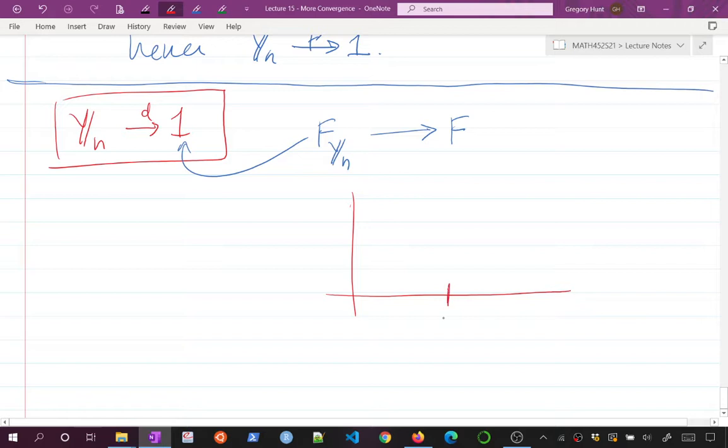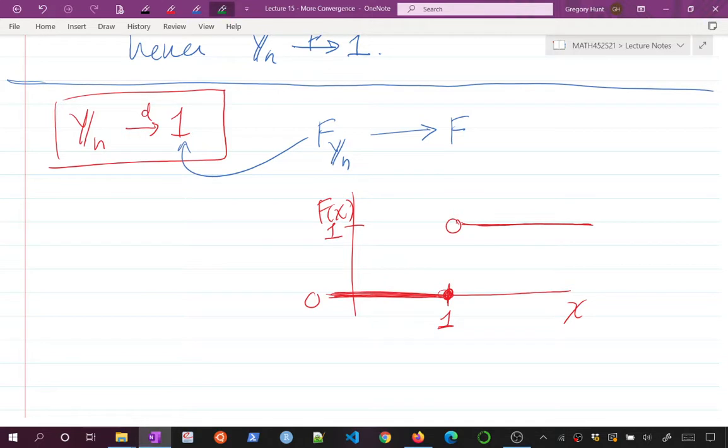Our degenerate random variable has all of its mass at the number 1, and so we're going to get a jump from 0 to 1 like that. So this is what the CDF of our degenerate random variable 1, or our limit, is. It's this kind of step function that goes from 0 to 1 at 1. Cool. So can we show that the CDF of these Yn converges pointwise to this thing? The answer is yes, we can show that. So how do we do that?